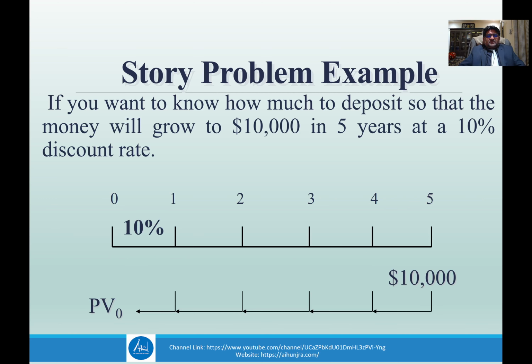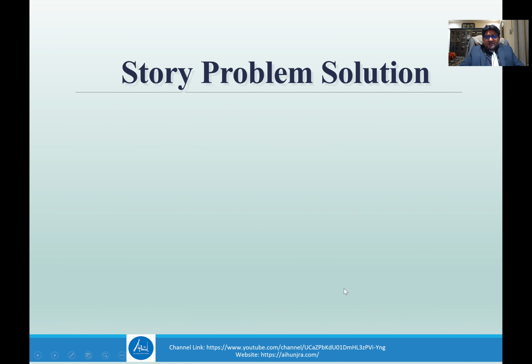So here is a question. If you want to know how much to deposit, how much to deposit so the money will grow to 10,000. It means future value in 5 years. After 5 years, you will receive 10,000. In this case, 5 years at 10%. I is given, T is given, means N is given, future value is given, how much do you deposit today? Okay, so present value we have to find. Number of time periods is 5, interest rate is 10%, and the future value is 10,000. We can solve it.